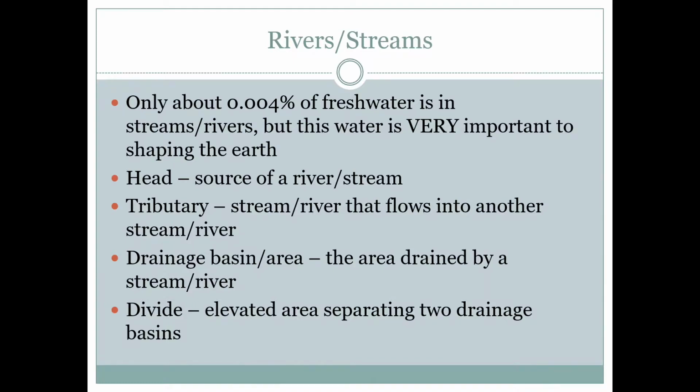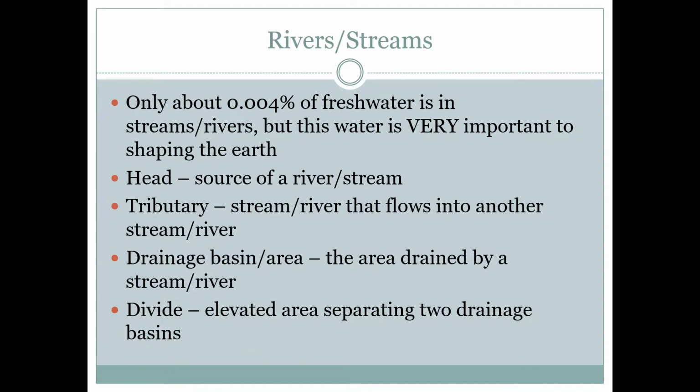Some terms when it comes to rivers and streams, we oftentimes talk about the head or the headwaters of a stream. That's the source of the stream, where the stream starts. A tributary is a stream or river that flows into another stream or river. So the one that's flowing into another is called the tributary.